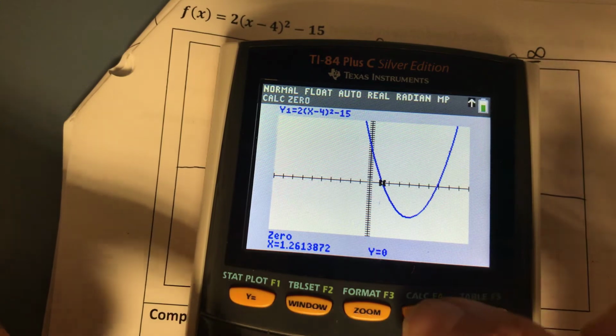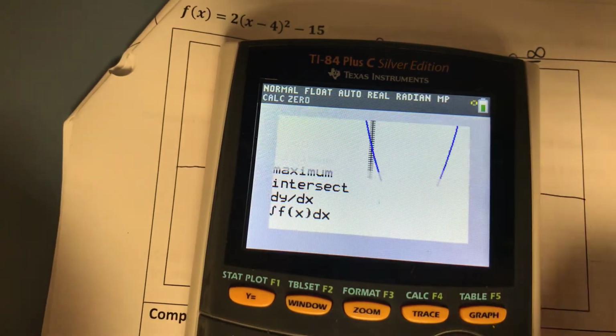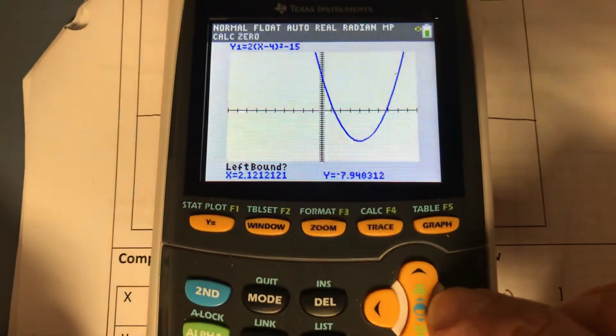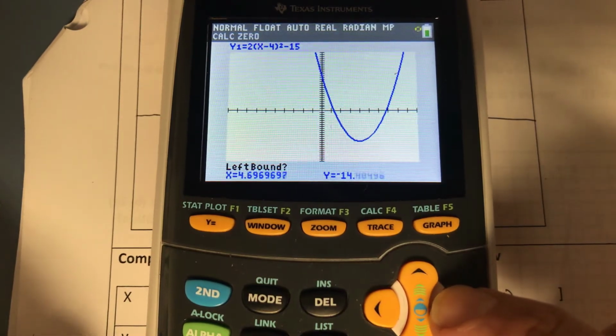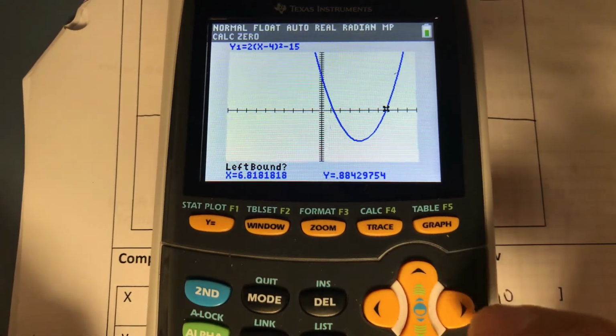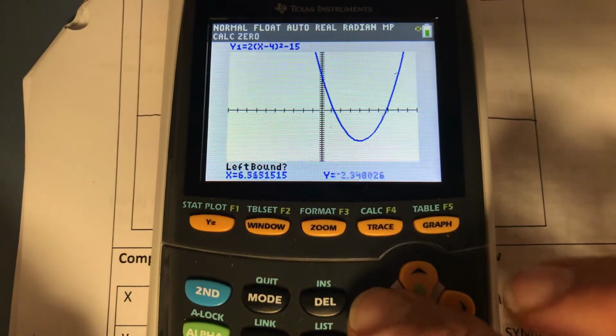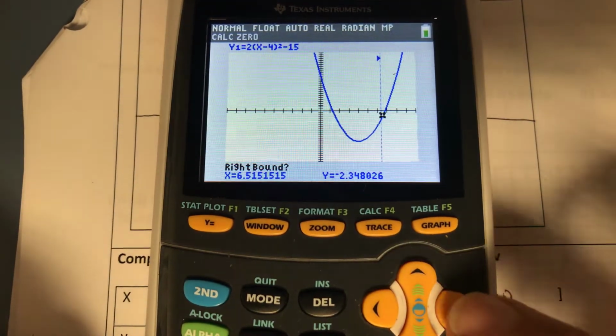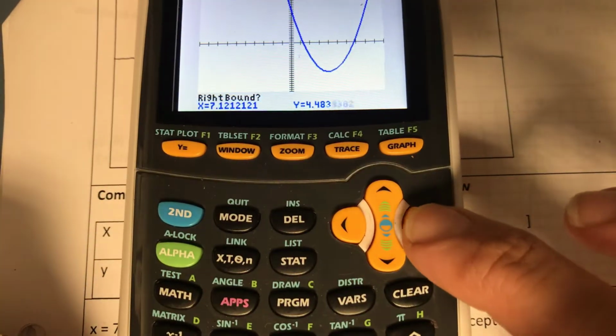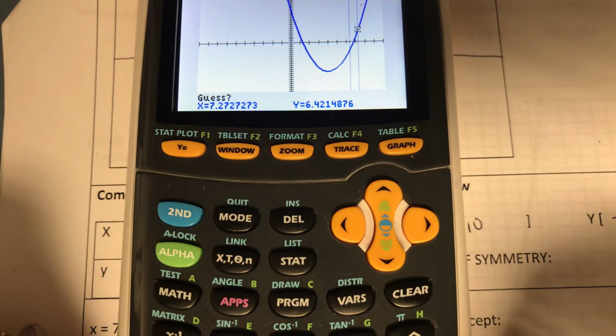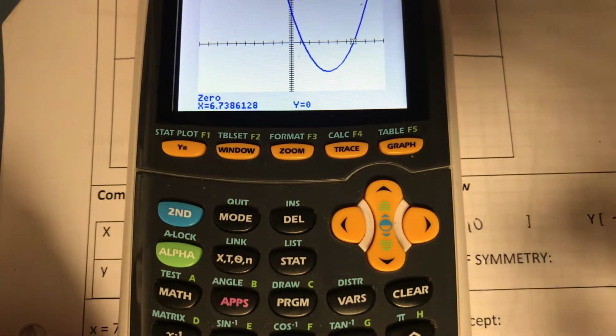So let's get the other one, second trace, choose 2. Again, I'm going to scroll over so I get to that point of intersection. I think that's where it is, so now I'm going to hit left arrow for left bound, hit enter. I'm going to go back to where I think it is. Now I'm going to go to the right and hit enter, and then enter for guess. And let's make that 6.7.